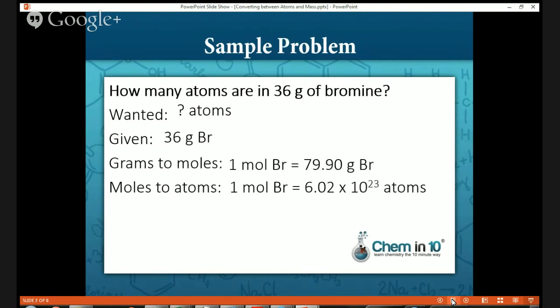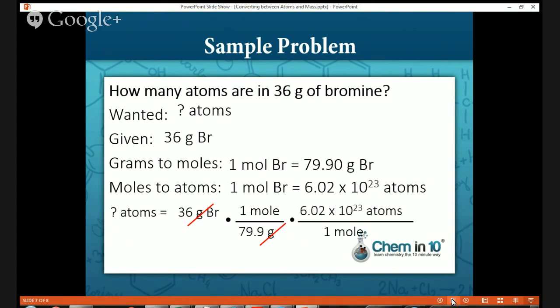We'll set it up as follows. We'll do question mark, wanted, atoms of bromine, is equal to 36 grams of bromine, dot line. To cancel out grams of bromine, we're going to put the molar mass of bromine in grams in the denominator, which is equal to 1 mole of bromine in the numerator, and grams of bromine cancel out. To convert moles to atoms, we're going to multiply by the conversion factor. 1 mole is equal to 6.02 times 10 to the 23rd atoms. Notice that moles cancel out and we're left with atoms as our units.